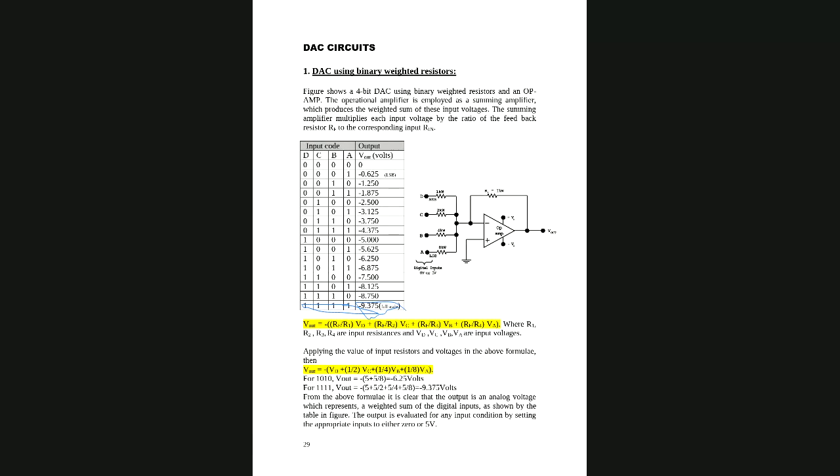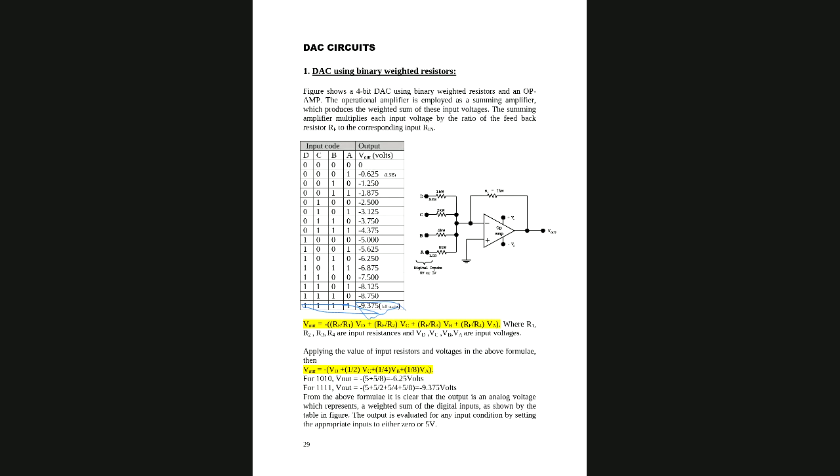But the easiest is to find it from the second step. Why? In the second step, the input is 0001, which is 1 in decimal, right? So K will be analog output, which is minus 0.625, over the input, which is 1. So you get minus 0.625 volt. Always remember, guys, in this example we find it from the input 0001: whatever the output is, 0.625, that will be our K.